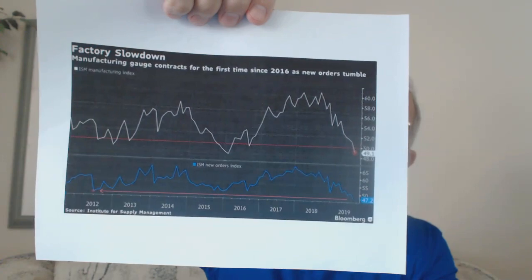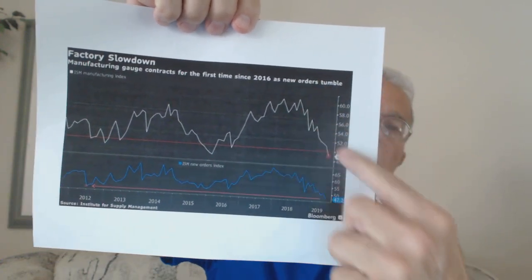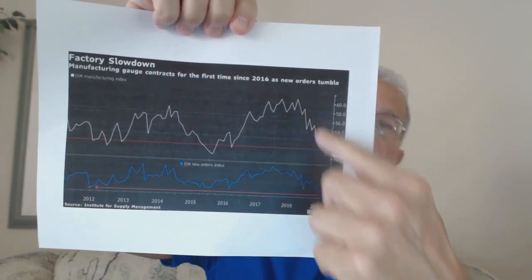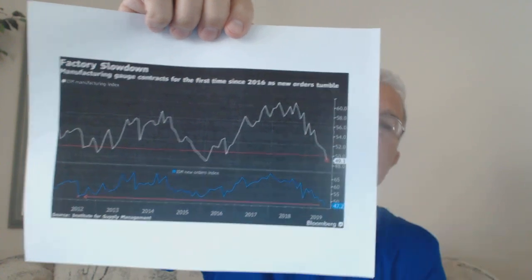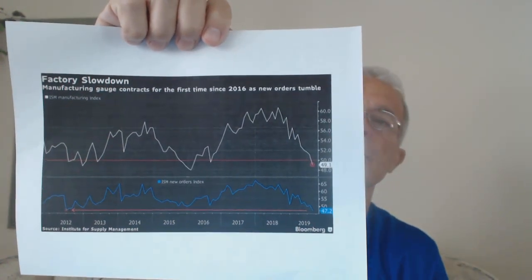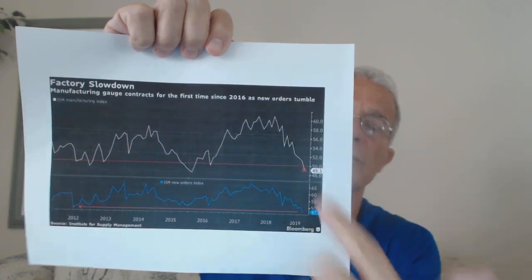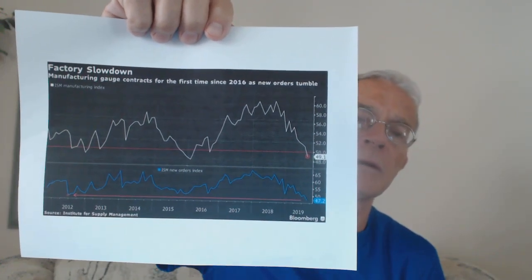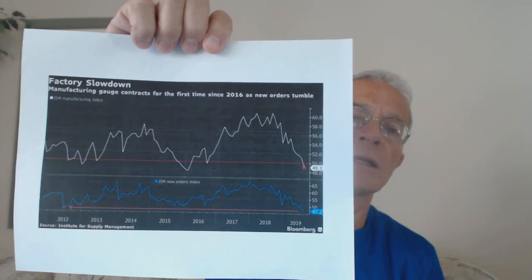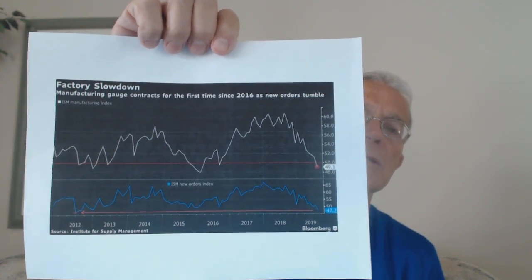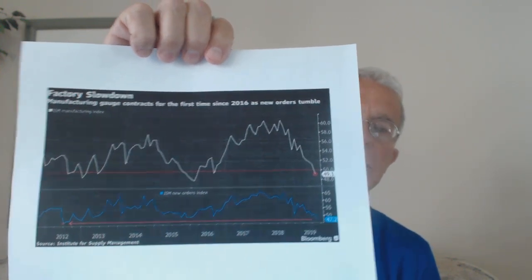Let me bring this on the camera here. There we go. We're talking about this steep fall off. Very rapid and steep fall off below 50 into contraction territory, right? And simultaneously the orders, which is a component of this whole index, also skidding. So this does not suggest a stout manufacturing sector.